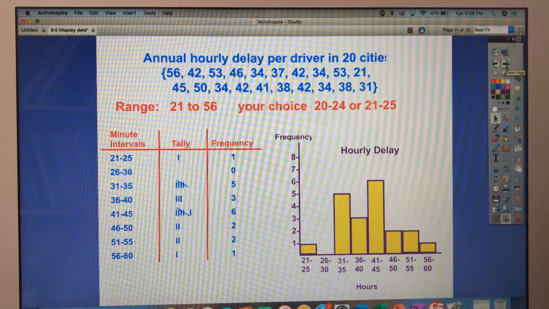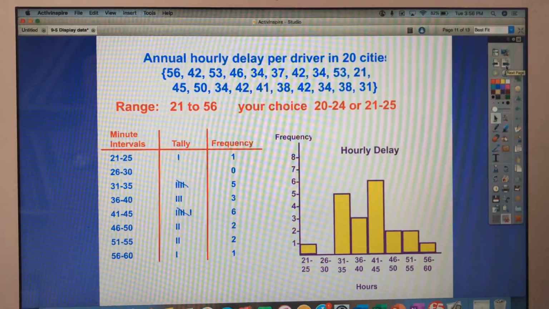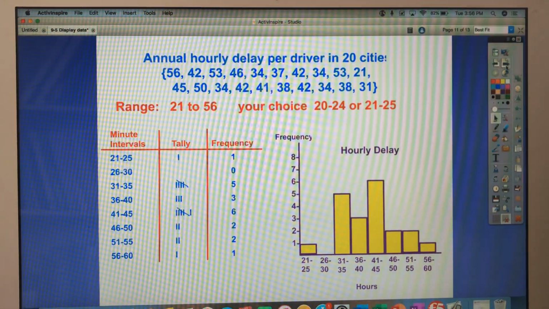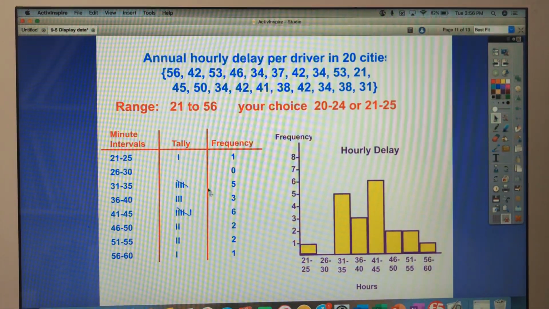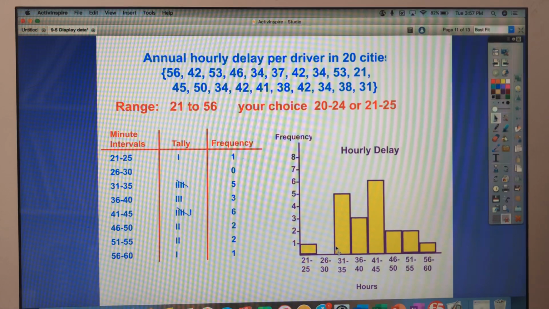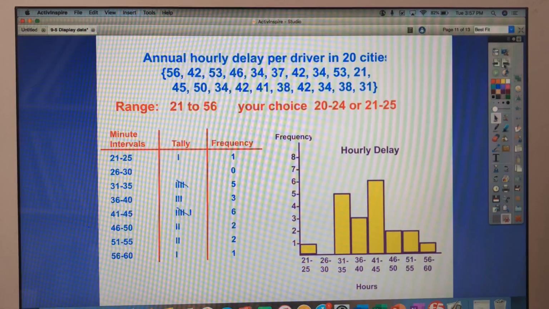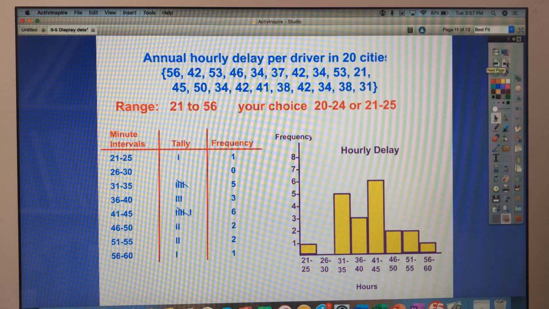When you stopped the video and put it back on, you already got this, and this is just the answers to it. I apologize. Here is your tally, your frequency table. Here is your histogram. Notice this big space because there was nothing there. You cannot just push it together and pretend that didn't happen. So leave the space, but all the rest of the bars are touching each other. Take a good look at it and take your time.